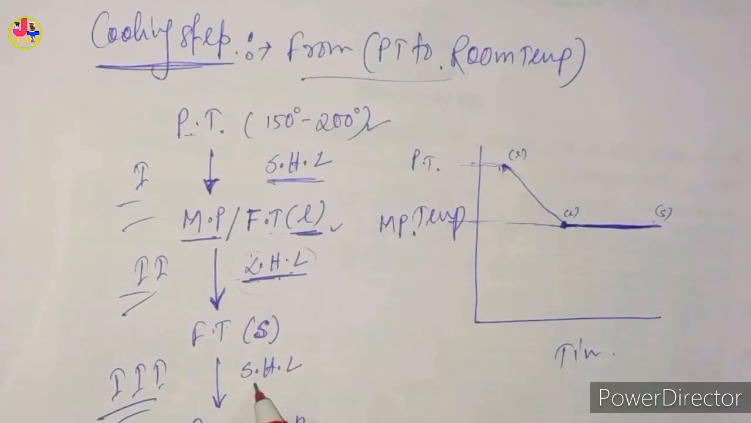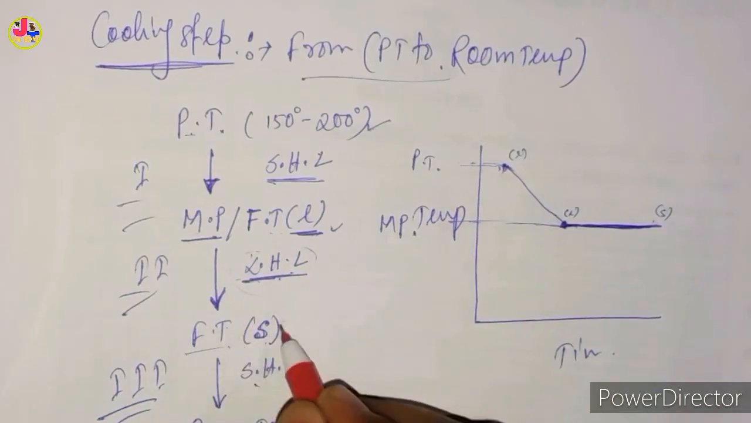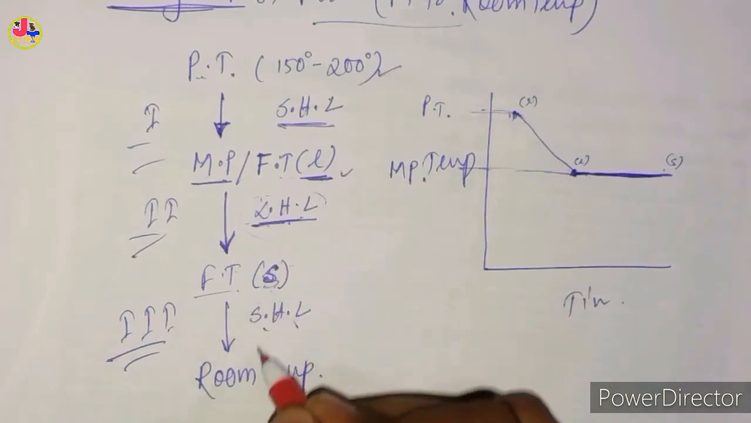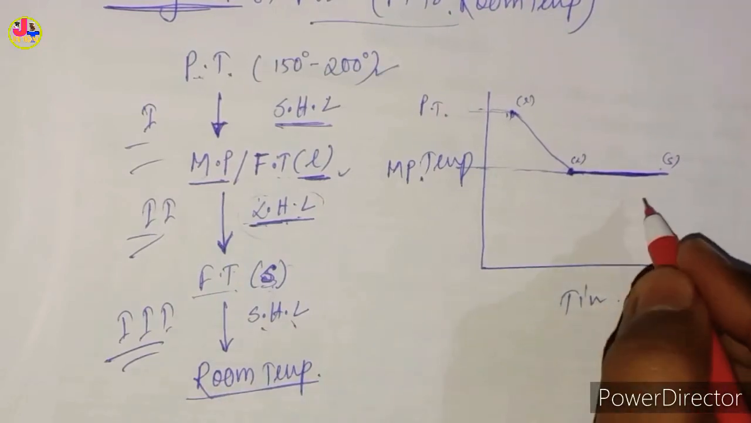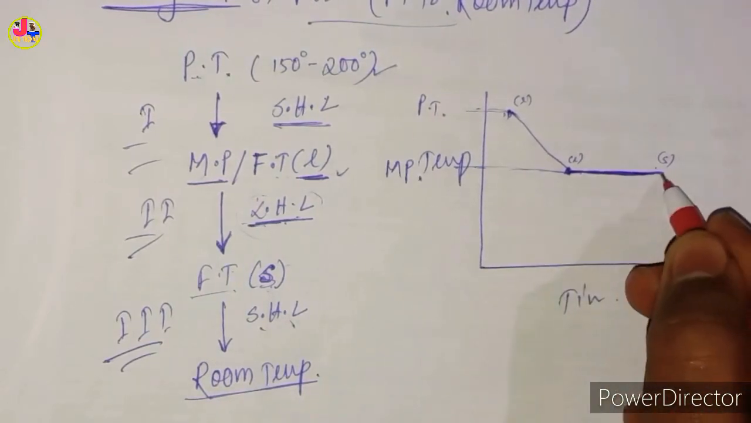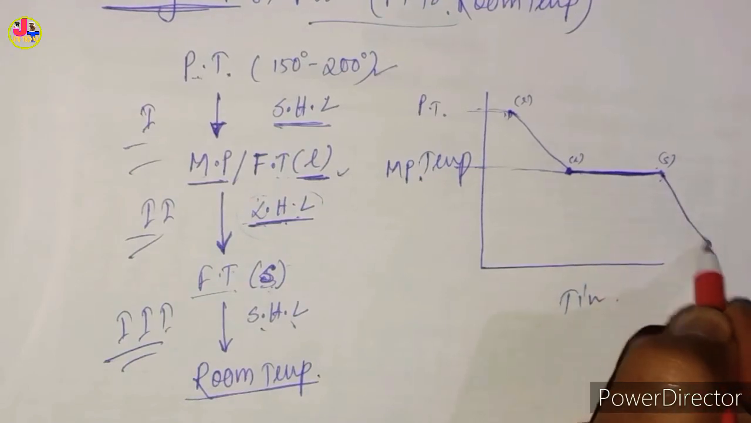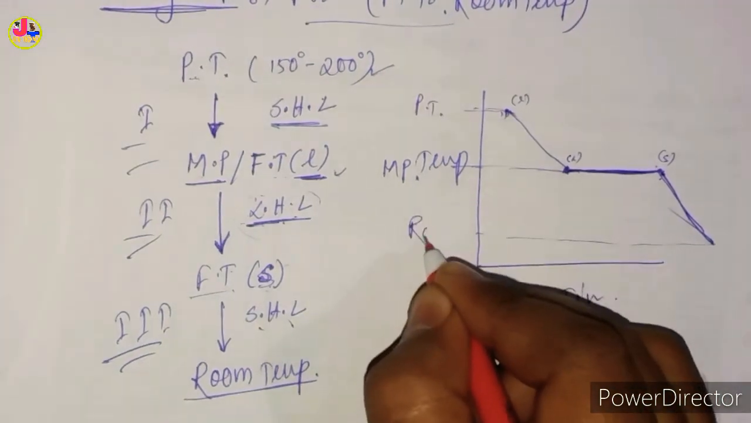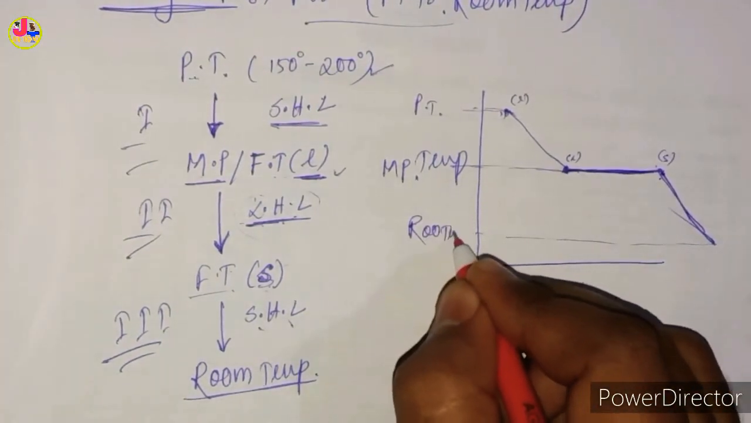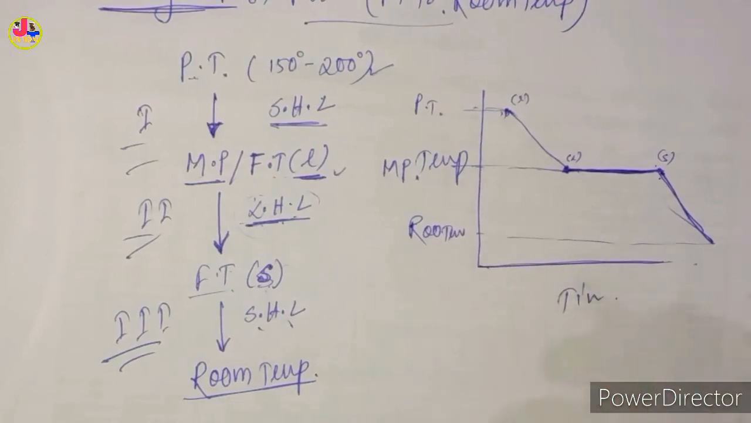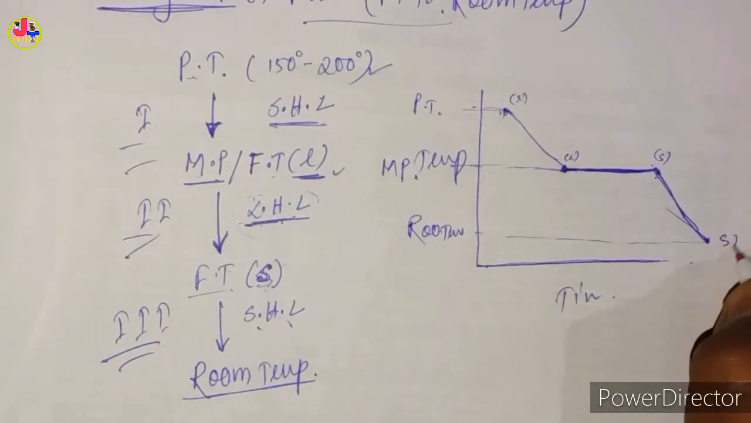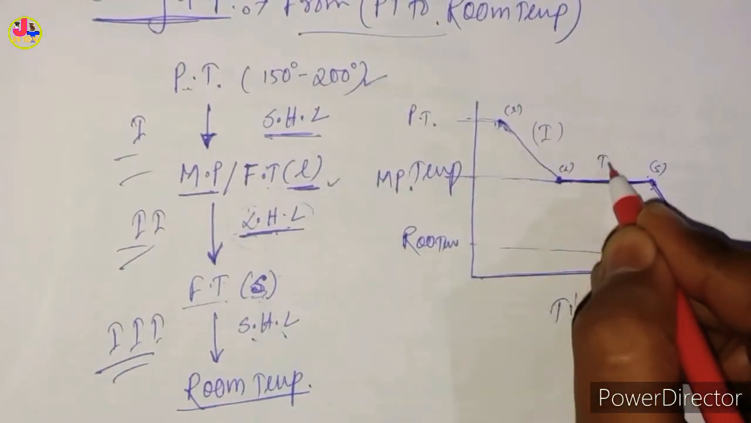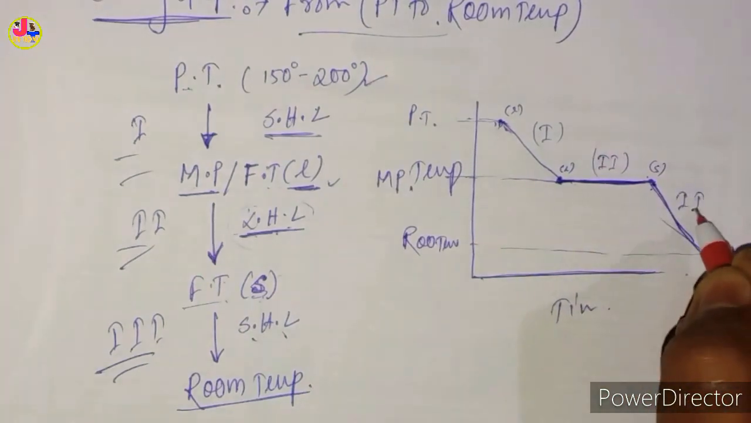After that, due to sensible heat, the solid goes on cooling and purely converts into solid. It comes down like this to room temperature, whatever you consider as room temperature. So this is also the solid state. Keep in mind, this is stage 1, this is stage 2, this is stage 3.